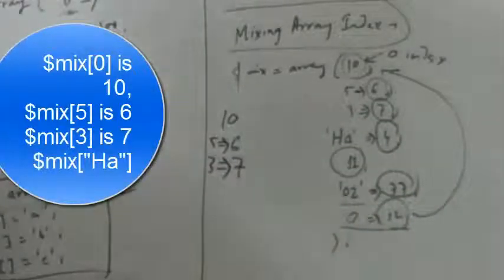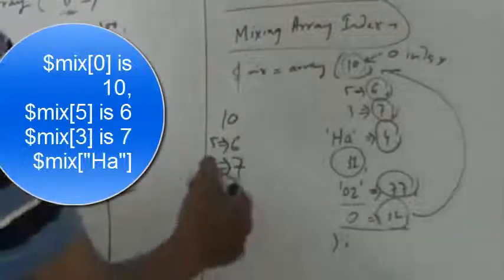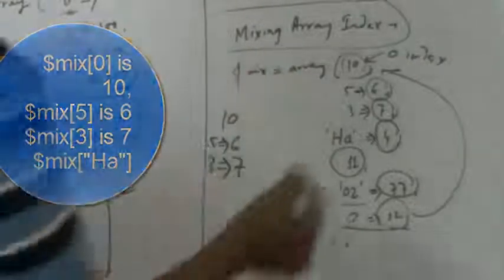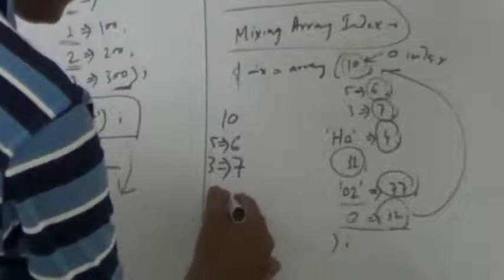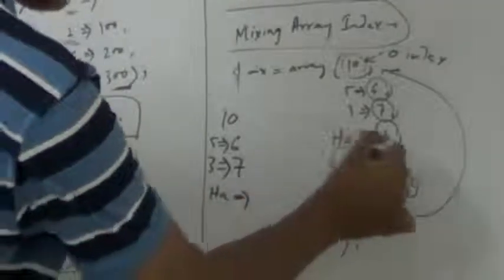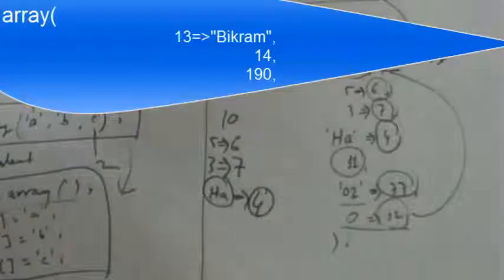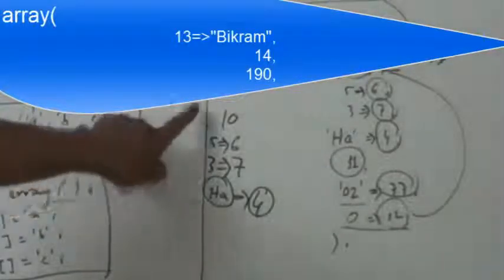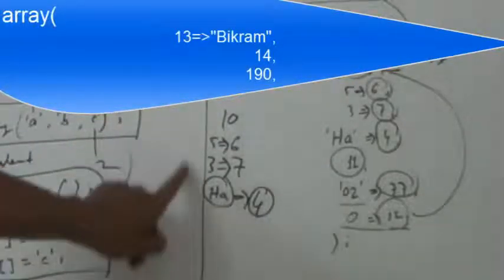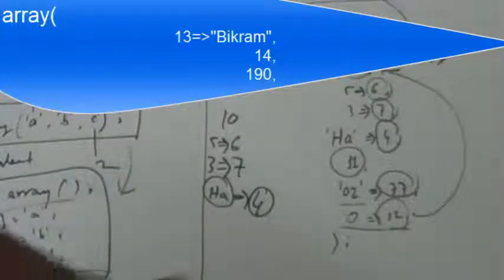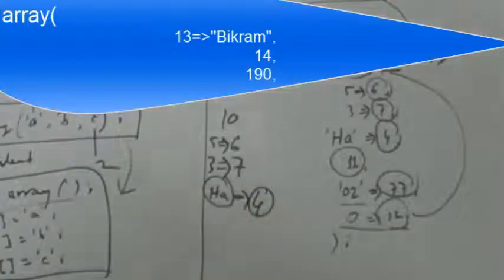So an index can be a numerical value, an index can be a string. Here the array index is HA, which refers to the fourth element, which is 4. So here the value is 4, the array element is 4 and the array index is HA. So an array index can be numerical, an array index can be a string, a character, like that way. Here this is also a string, this is not a number.